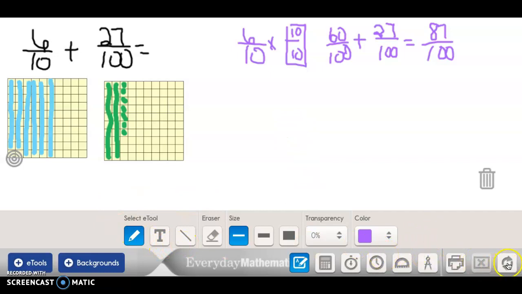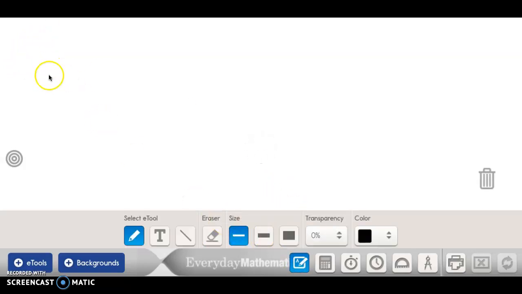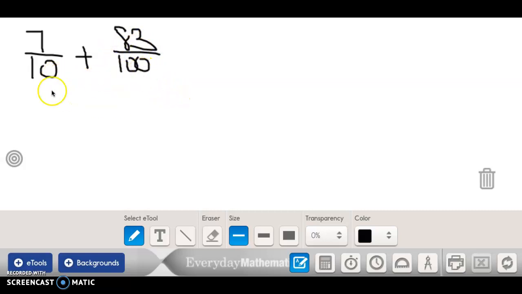All right, there's one more thing that I would like to show you, a conversion, so that when you get over the whole, you know what to do, okay? So if I do this fraction, we're going to do 7/10, and we're going to add that with 83/100ths, okay? Again, we note that I have tenths and hundredths, so I will need to convert one of these in order to have a common denominator.